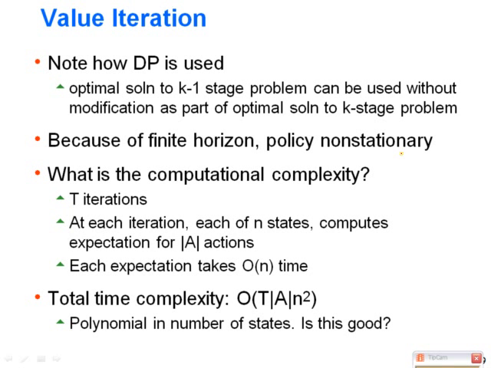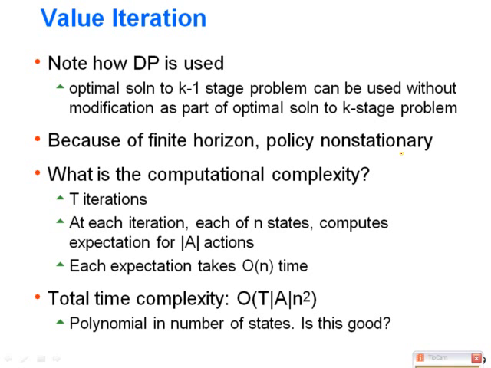And one vector is considered to be larger than the other vector if for each corresponding term, this vector has a value that's always greater than or equal to the other one. And there exists at least one term for which it's actually strictly greater.